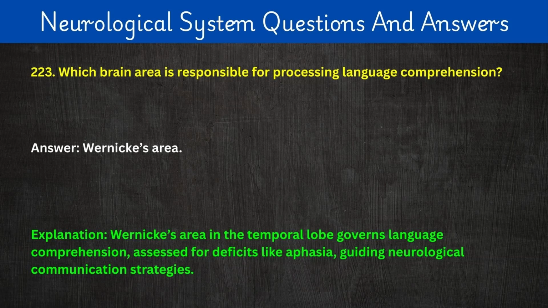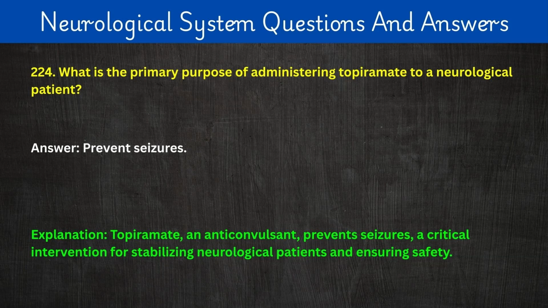224. What is the primary purpose of administering topiramate to a neurological patient? Answer: prevent seizures. Explanation: topiramate, an anticonvulsant, prevents seizures, a critical intervention for stabilizing neurological patients and ensuring safety.